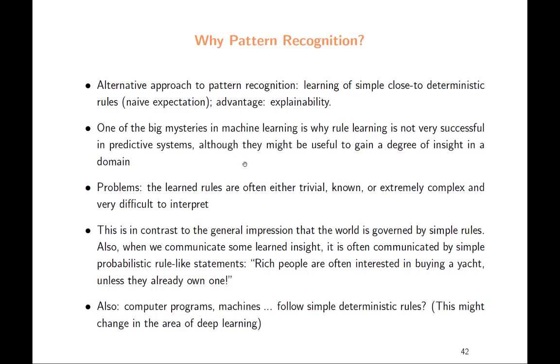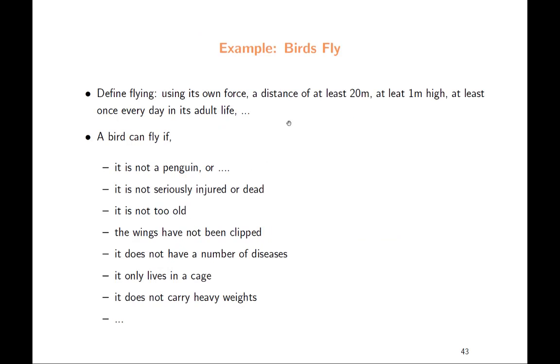But this is a little bit counterintuitive, whereas, for example, this might be a rule we might communicate as humans: people are often interested in buying a yacht unless they already own one. Also, computer programs, machines, often follow these simple rules. So why is it not working so well in learning? One problem are exceptions.